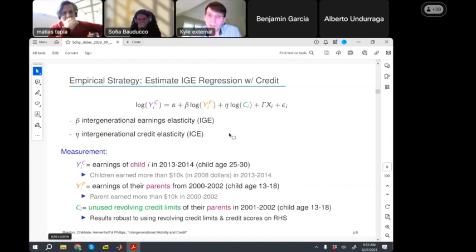So CI, this green term, is the credit access, and we're going to use the unused revolving credit limit. This includes home equity lines of credit and bank cards and credit cards, anything that has a defined limit. That data set starts in 2001, so we take a 2001 to 2002 average, and I can show you credit limits and credit scores if there's any interest in that. So that's the regression framework, cross-sectional: parent income on the right-hand side in 2000, kids' earnings in 2014, credit access of the parents in 2000, okay?